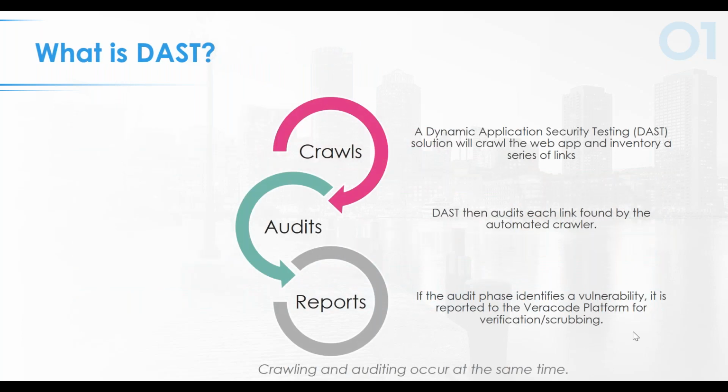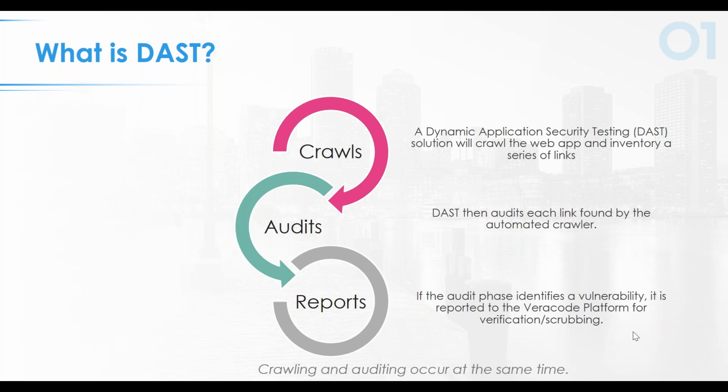In terms of what is DAST, at its simplest level, DAST is a technology that allows you to crawl an application, it audits the application, and then it reports on the vulnerabilities that it finds. Now, what this implies on this specific slide is that all of this happens serially. Actually, and Bhavna will go into this in a bit more detail, the way the CA Veracode dynamic analysis product works is that it does this in parallel.